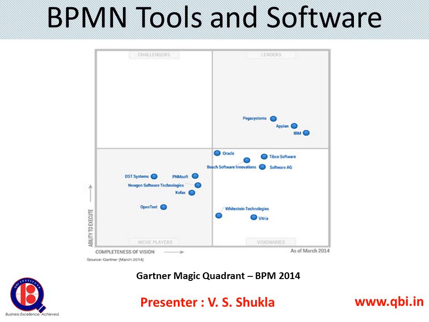So, if you focus on this visual, you can see Pegasystems, Appian, and IBM have been classified as the leaders. Oracle, TIBCO Software, and Software AG have been classified as the visionaries. So, the softwares listed here are some of the important BPMN tools and softwares.